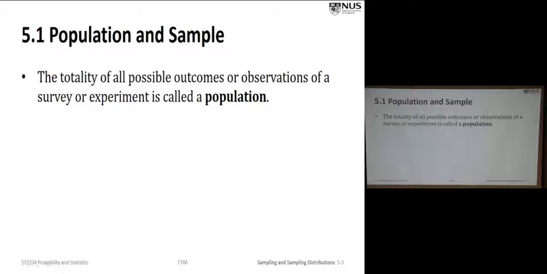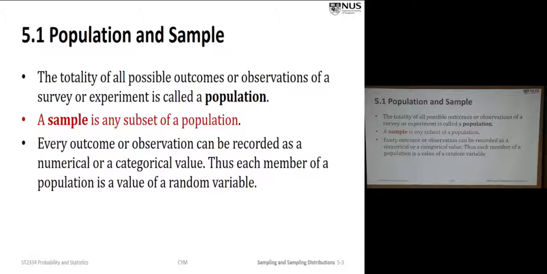A totality of all possible outcomes or observations of a survey or of experiments is considered as a population. A sample is just a subset of the population. Every outcome or observation can be recorded as a numeric or categorical value, and thus each member of the population is a value of a random variable, because the outcome or the characteristic can vary.